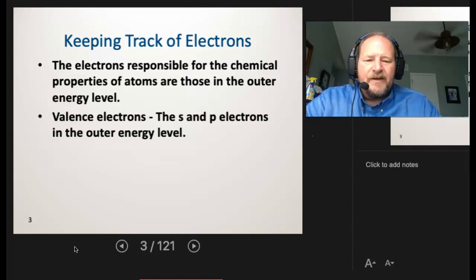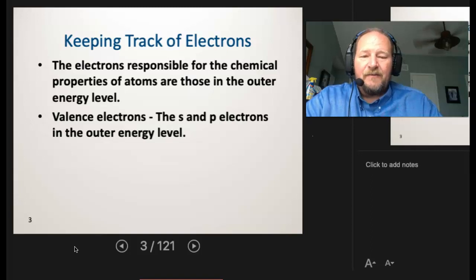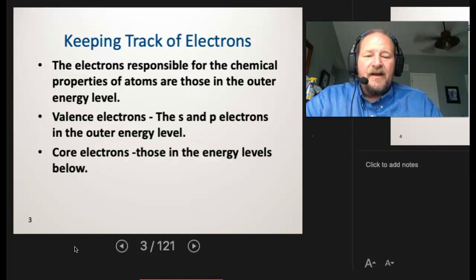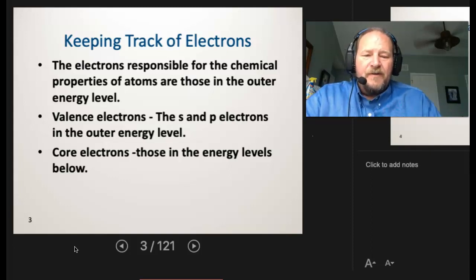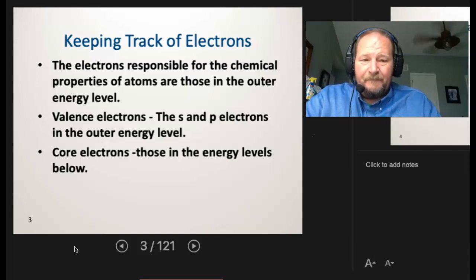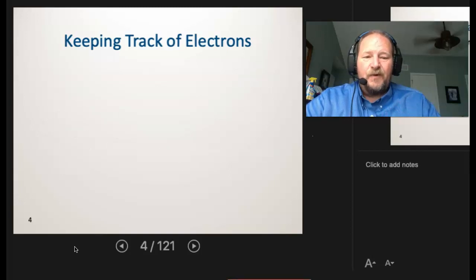Now we're only going to be looking at this for our main group elements, so we're going to be looking at our 1A through 8A only. That's going to make up our octet rule. Valence electrons are the ones in the outermost energy level. Everything underneath of that outer energy level is called a core electron. If we might have 50 some electrons, but only the last 8 are the ones that matter, then I don't really want to keep track of all of them. I just want to keep track of those last ones.